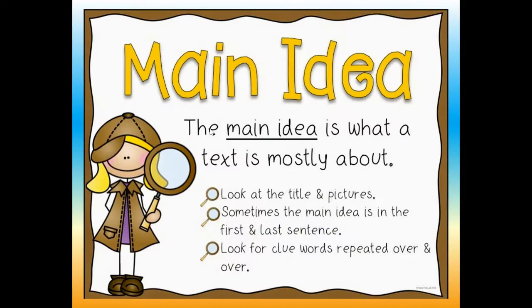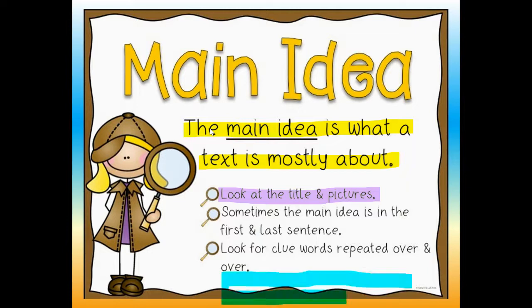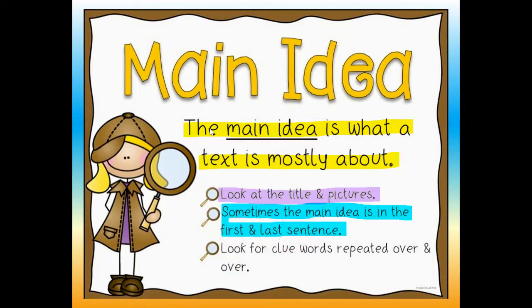Well, let's review. Main idea. We talked about the main idea. The main idea is what a text is mostly about. Look at the titles and pictures. So the title was Lucia's Neighborhood. We looked at mini pictures, real pictures, and we looked at headings. Sometimes the main idea is in the first and last sentence of the page or of the paragraphs. And look for clue words repeated over and over.